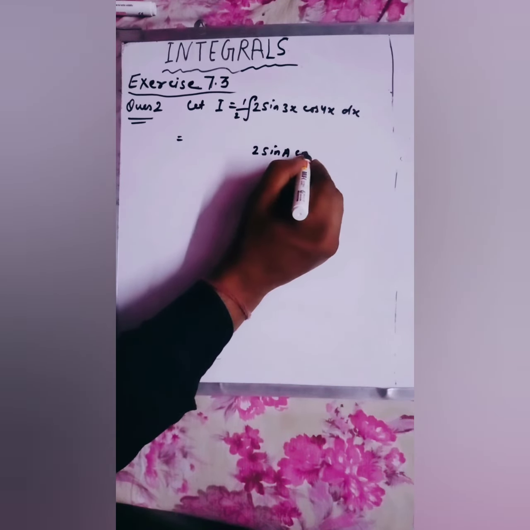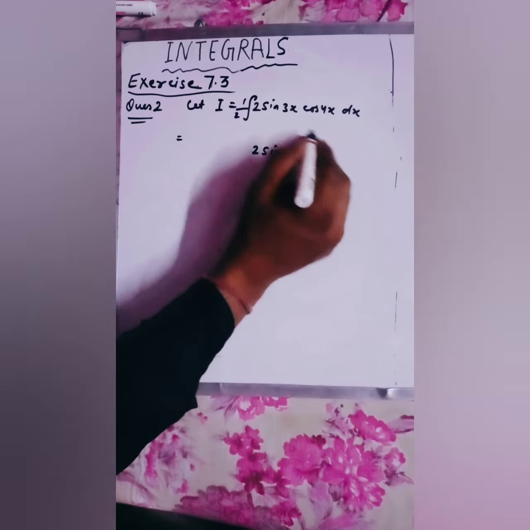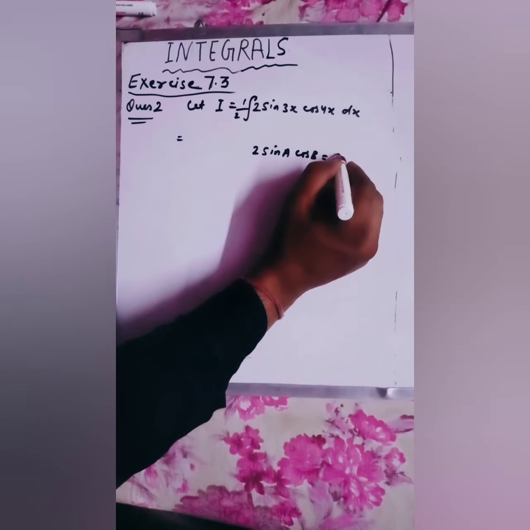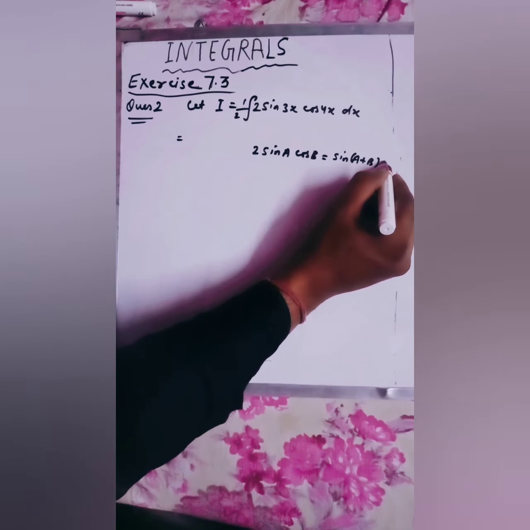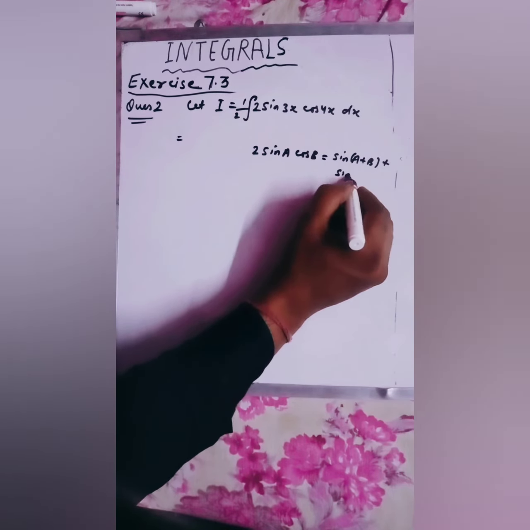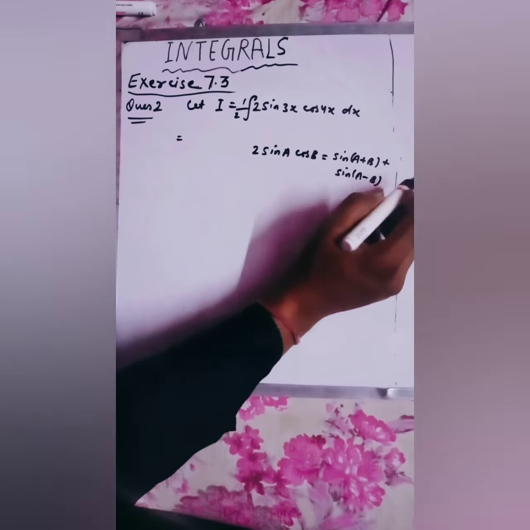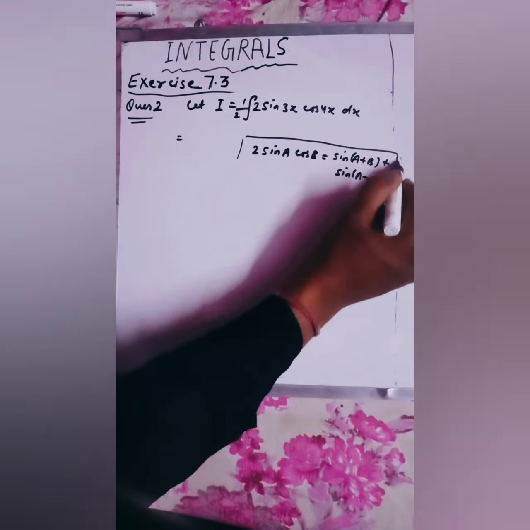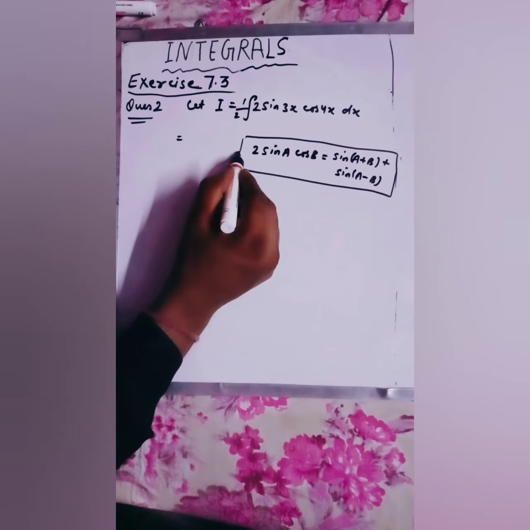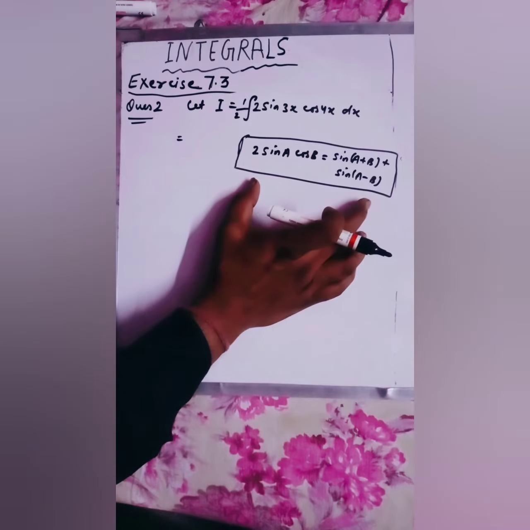Now in place of this you have to apply the formula 2 sine A cos B, which is equal to sine (A plus B) plus sine (A minus B). So you have to apply this formula in this question. This formula you have learned in your 11th standard.